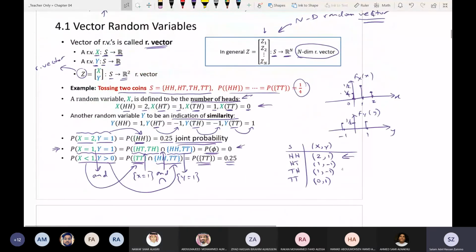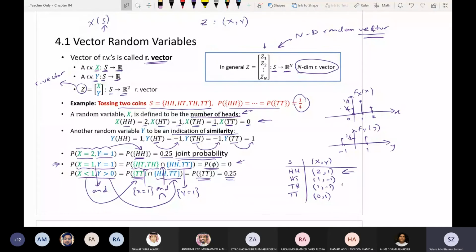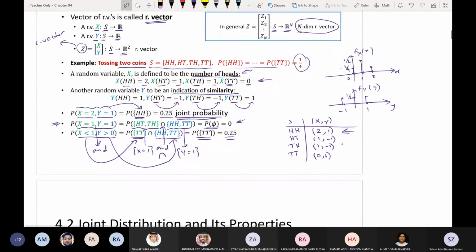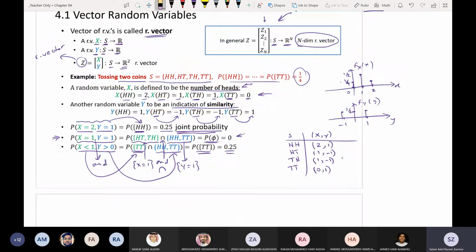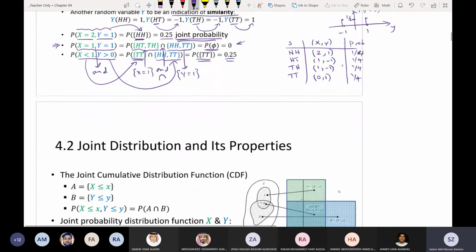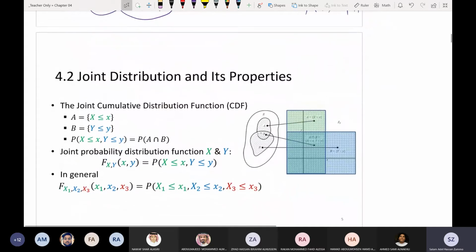Now we need to understand how to define joint probabilities, which will lead us to defining the joint distribution function, or joint CDF. You need to feel comfortable about this. Now if I just complete the table here, the probability of every one of them is 1/4.